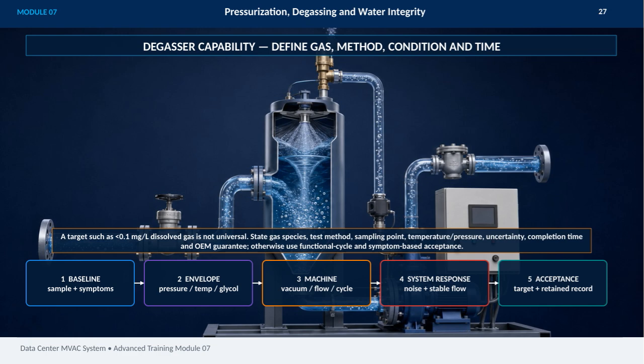Keep in mind, a target such as less than 0.1 milligrams per liter of dissolved gas is not universal. It's essential to specify the exact gas species, test method, sampling point, temperature and pressure, uncertainty levels, completion time, and OEM guarantees. If these details aren't available, rely on functional cycle and symptom-based acceptance to ensure system integrity.